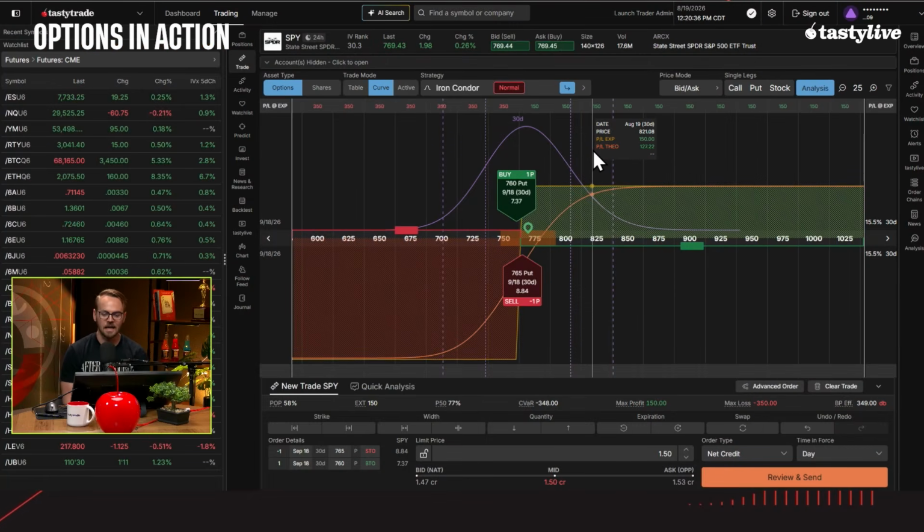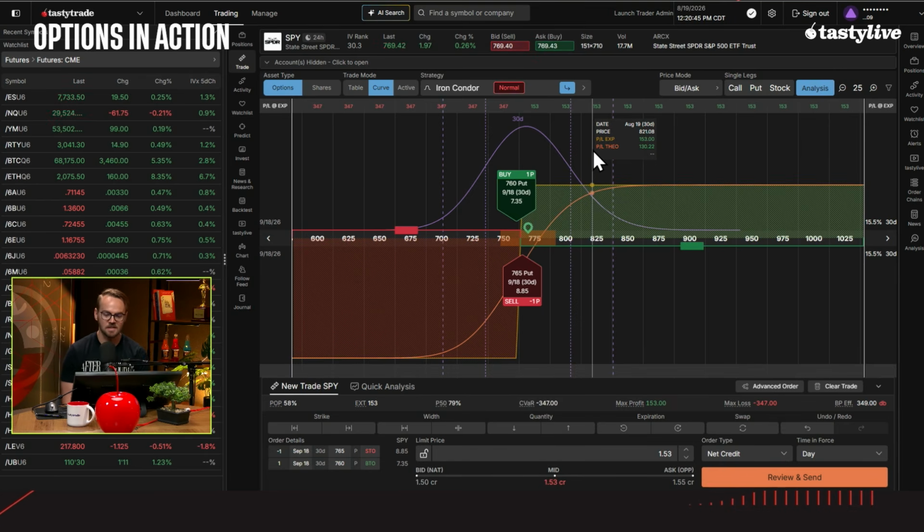But let's dive into the tastytrade platform right now. So I've got this SPY short put spread pulled up here. And really for me, number of occurrences matters a lot more for defined risk trades versus undefined risk trades.